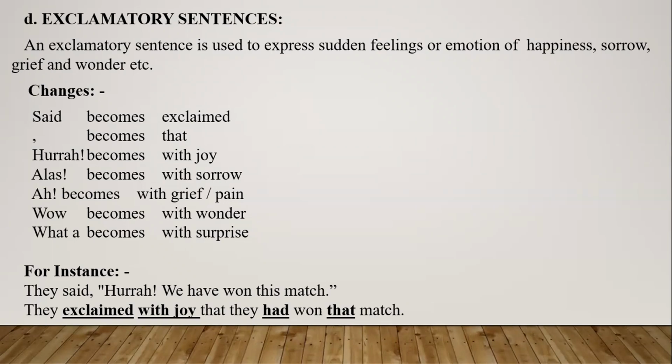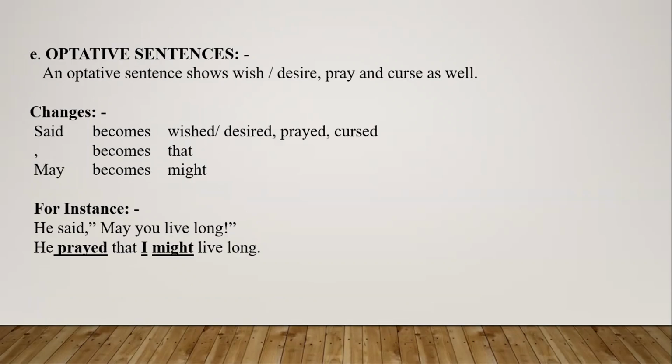So this is all about exclamatory sentences. I hope you guys would have understood easily. Let's go for the last one, the fifth sentence, that's called optative sentences. An optative sentence shows wish, desire, prayer, and curse as well. Obviously, changes will be according to the sentence. Said becomes wished, desired, prayed, cursed. Comma becomes that, may becomes might.